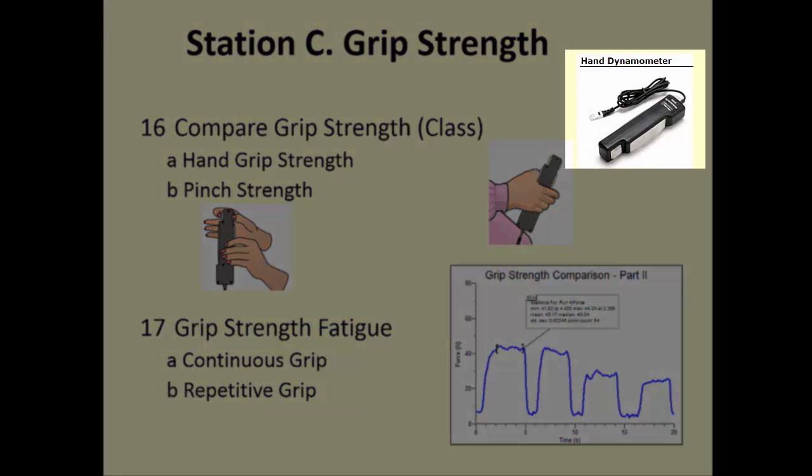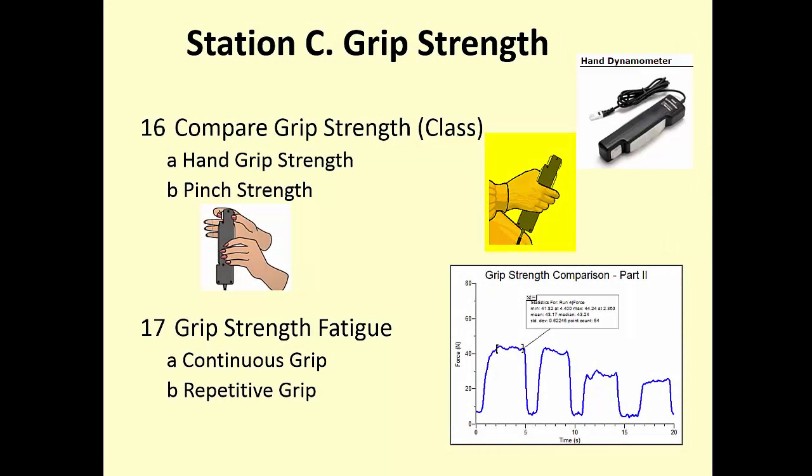This is a probe used at Station C. Station C has a probe that can measure grip strength in either your hands or your fingers. There are two protocols related to this probe.